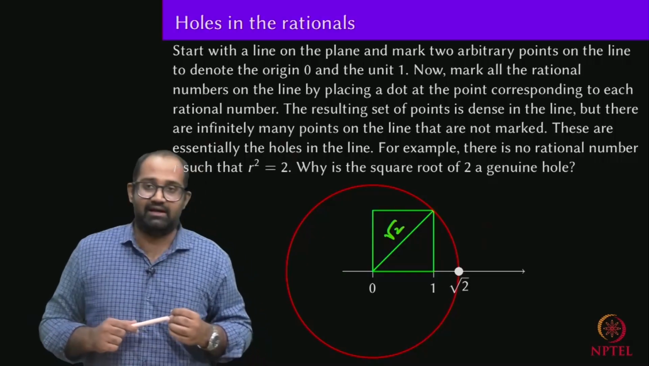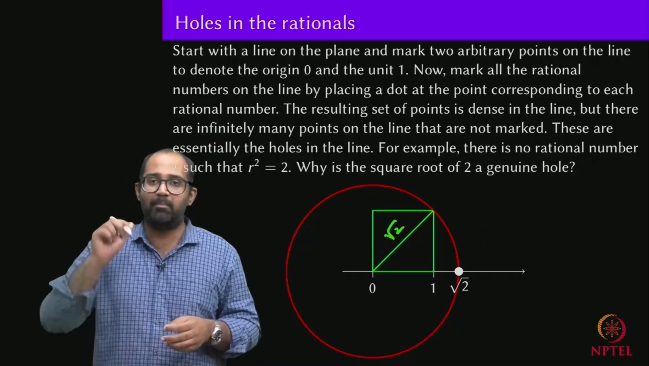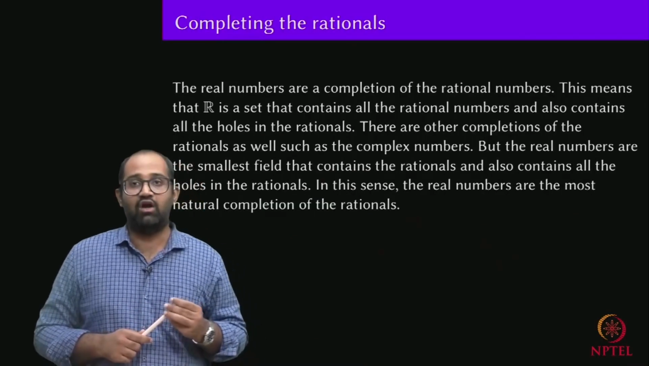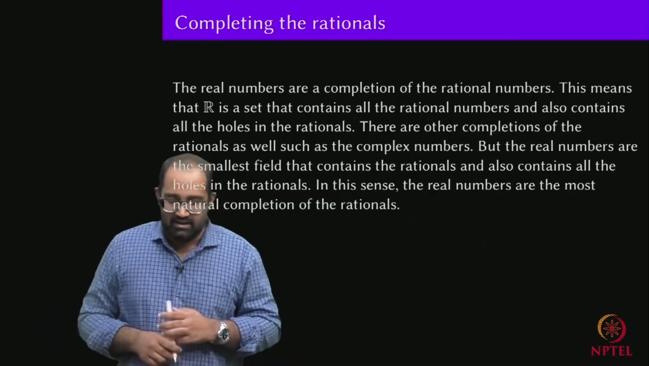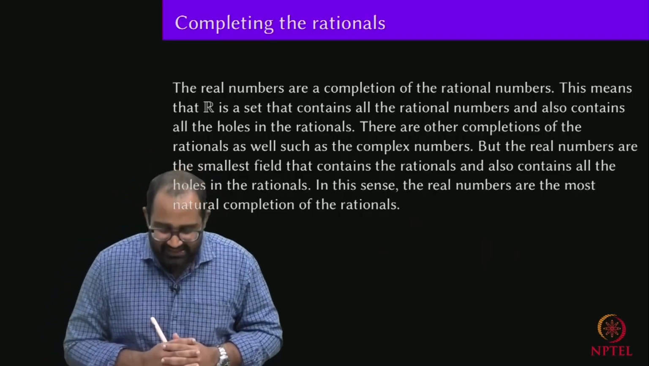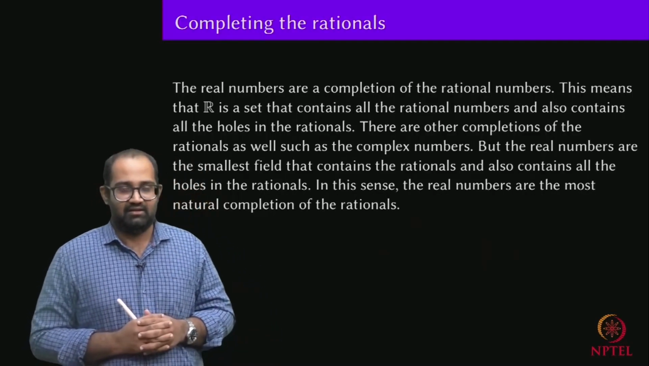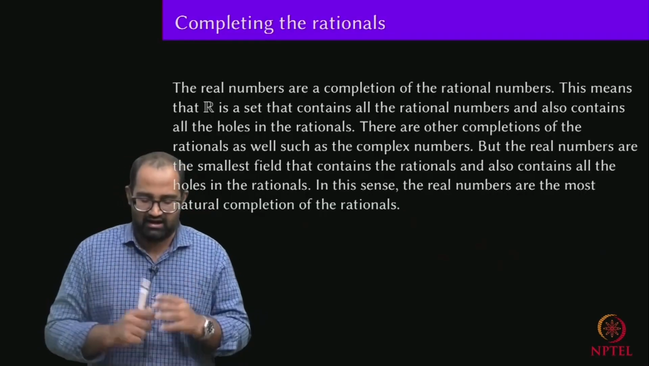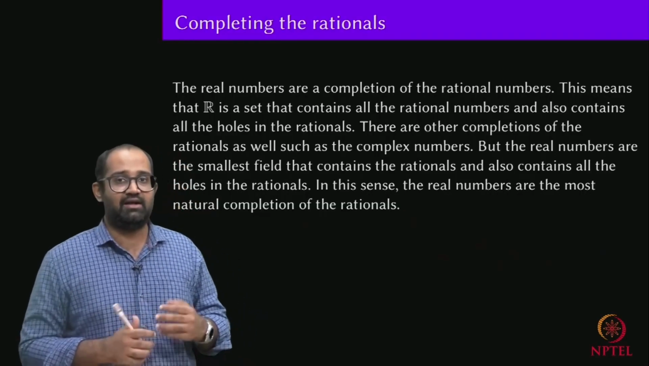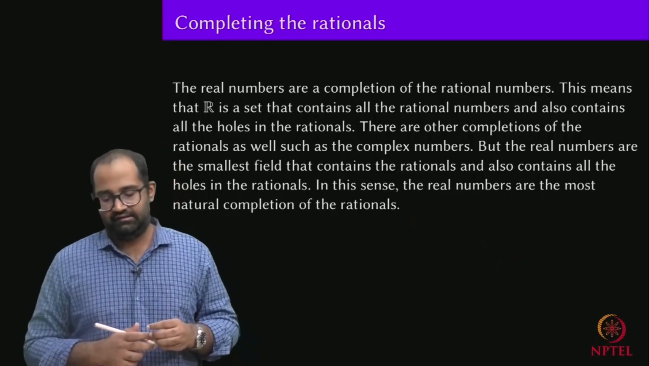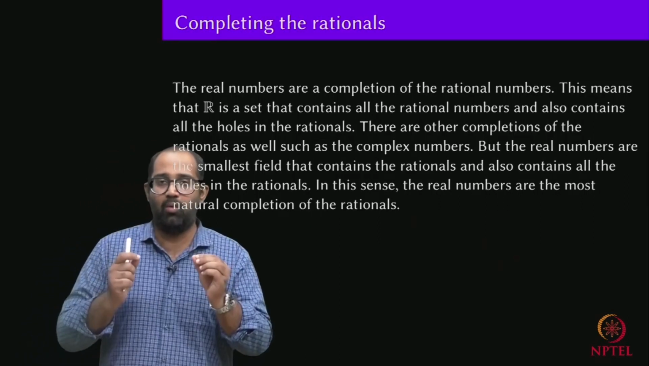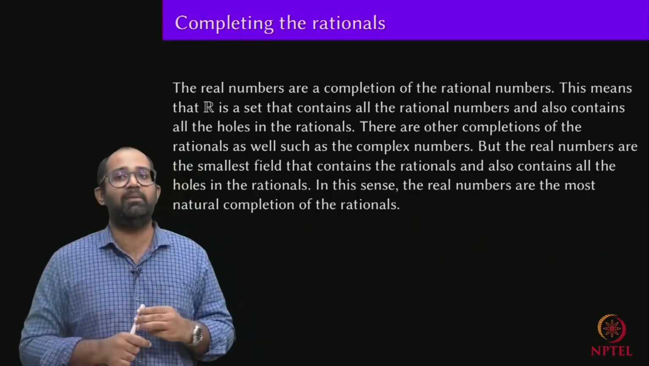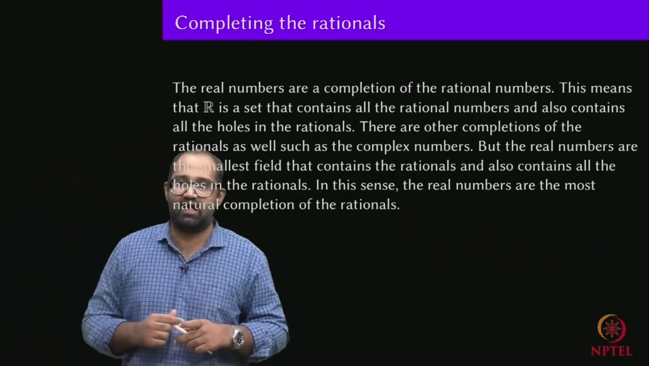So, consequently, the question arises, how do we plug these holes? Well, we do what is called completion. The real numbers are a completion of the rational numbers. This means that R is a set that contains all the rational numbers and also contains all the holes, that is, all the things that are left over when you mark the rationals on the line. They will also correspond to points in the set R.